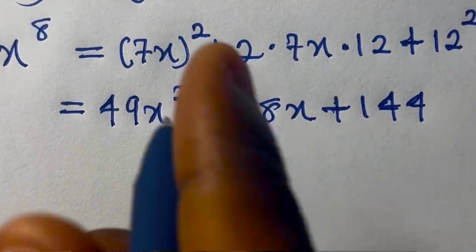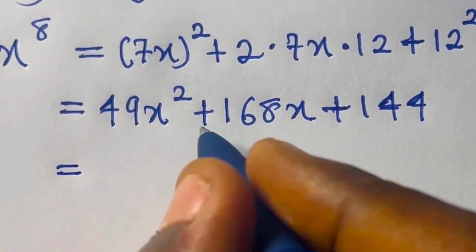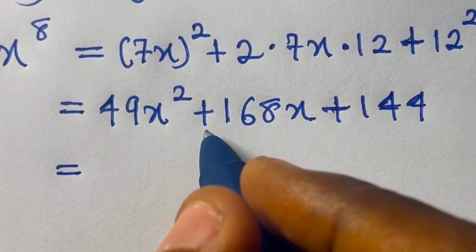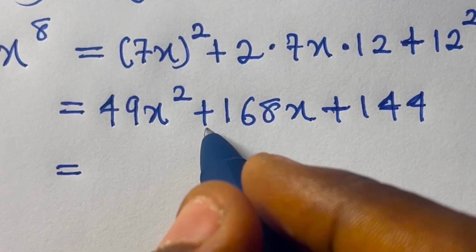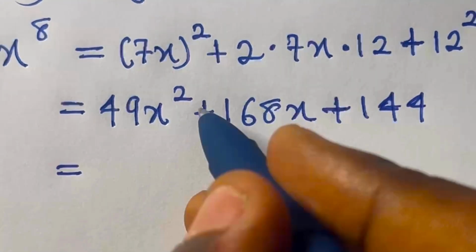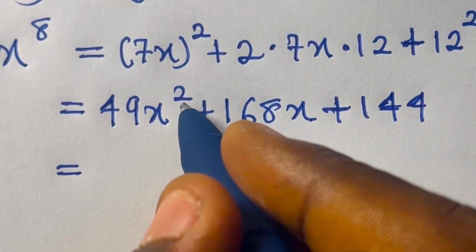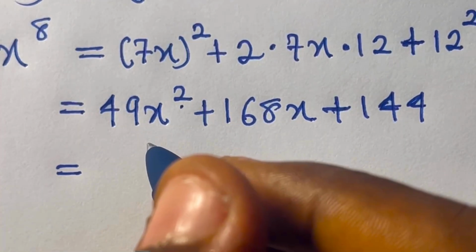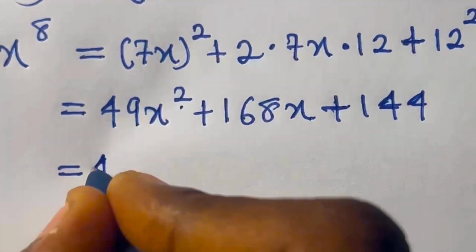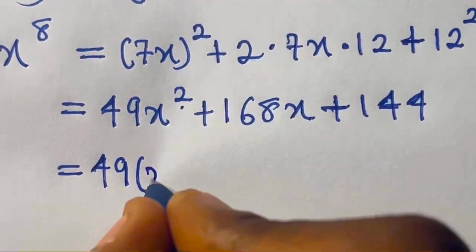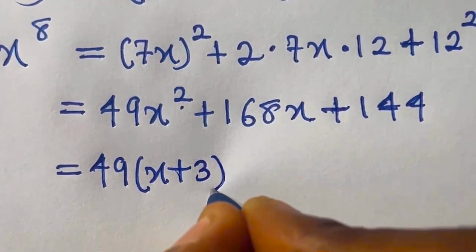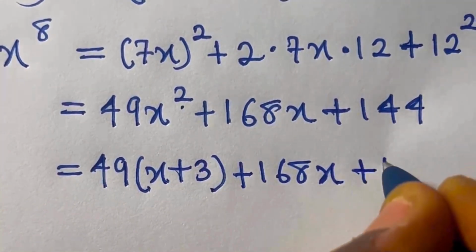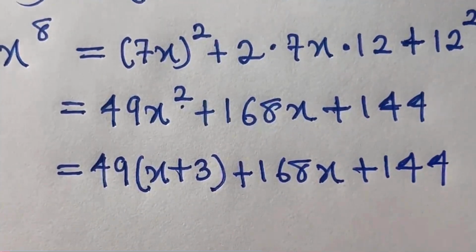So therefore, let's look at something here. If you look at this, you will see we have x squared here, but remember from our equation star that x squared equals x plus 3. So we have 49 multiplied by x plus 3 plus 168x plus 144. All right.